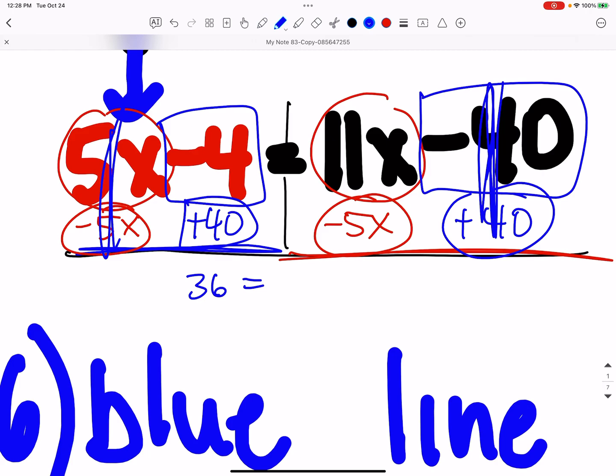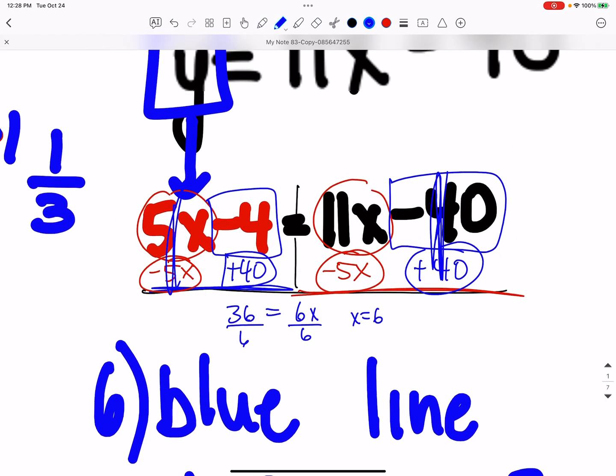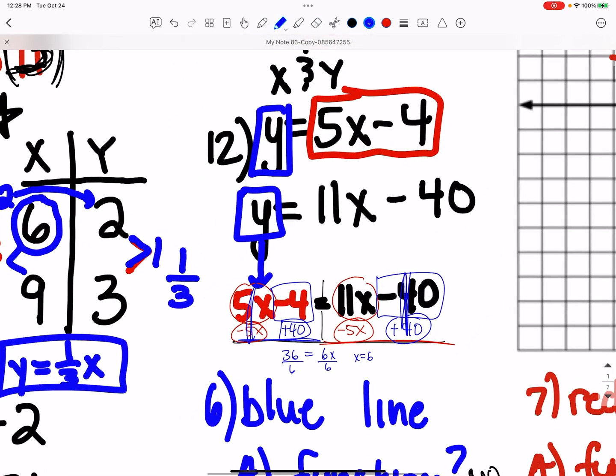36 equals 6x divided by 6. X equals 6. Okay. And it says my y should be 5 of my x's minus 4. So 5 6's minus 4. 30 minus 4 is 26. The answer is 6, 26.